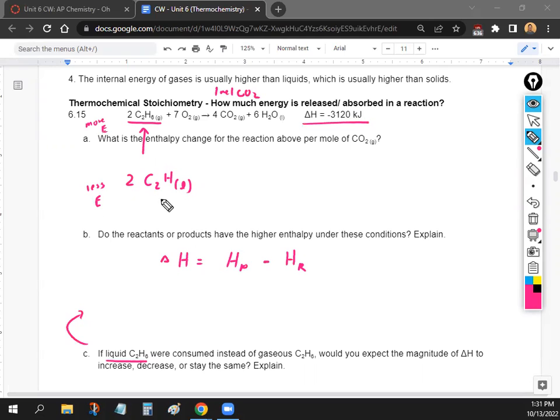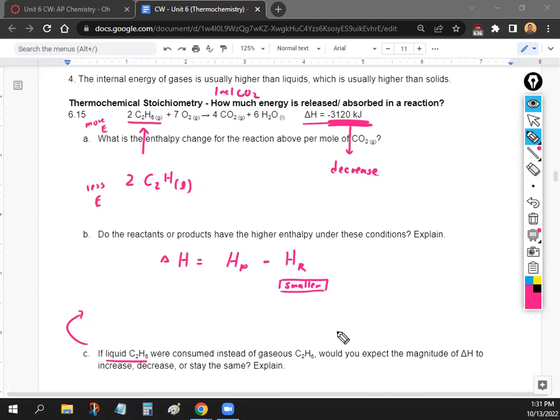Now, if we turn it into a liquid, that means we have less energy on the reactant side. So the magnitude of this number, is this number going to get bigger or is it going to get smaller? Yeah, this number is going to get smaller. Okay. So if we substitute the gas for a liquid, this value is going to get smaller. Okay. So if this number gets smaller, is the magnitude, again, we're not focused on the sign, is the magnitude of the number going to get bigger or smaller? Yeah, this is also going to get smaller. So that means it's going to decrease.